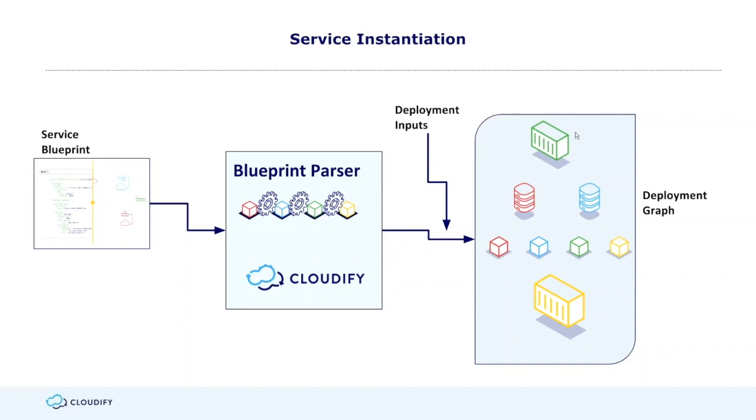Now, at the deployment itself, it creates a graph. Think about a directed graph with nodes and instances, and it can traverse the graph, and each node instance has a lifecycle operation.